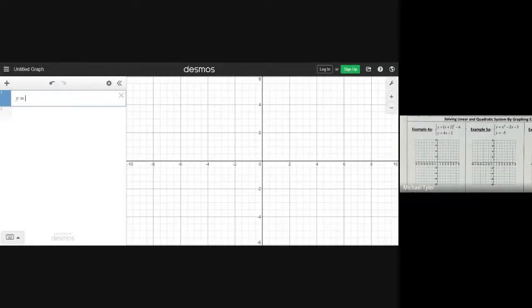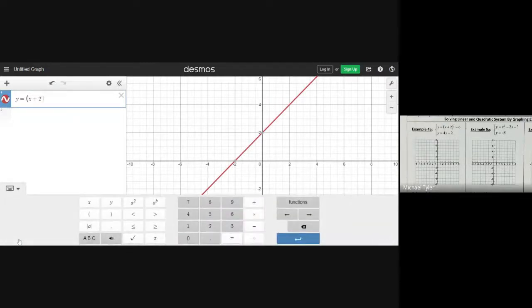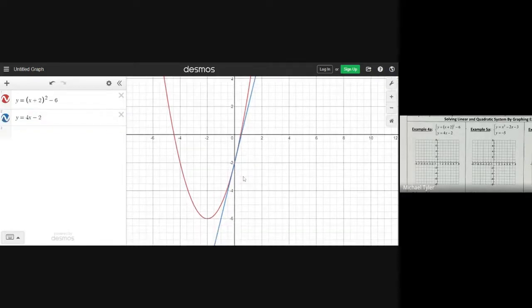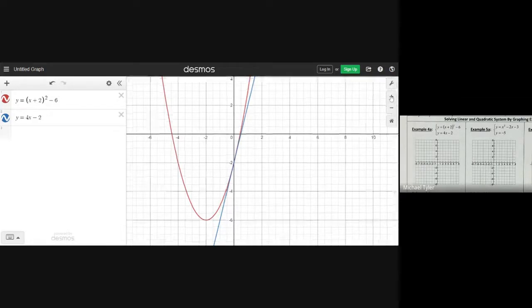So the first one is y equals x plus 2. Now remember to hit the exponent. The square one's right here. So just make sure you're on the outside of the parentheses. Minus 6. I don't need this anymore. Y equals 4x minus 2. Look how close this one is. If we were to graph this on paper, we wouldn't even notice. So we're going to zoom in here.